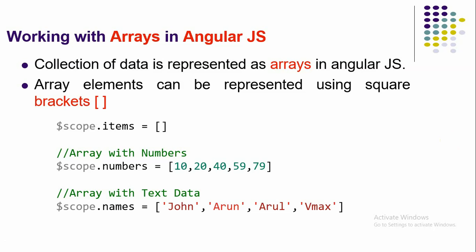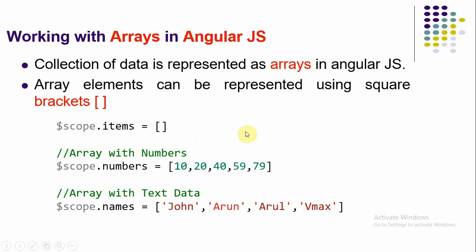In this video, I will explain about working with arrays in AngularJS. In AngularJS, we can create arrays for storing a collection of data. And here the array elements are represented by square brackets. And in AngularJS, we usually create variables using the scope parameter, right?